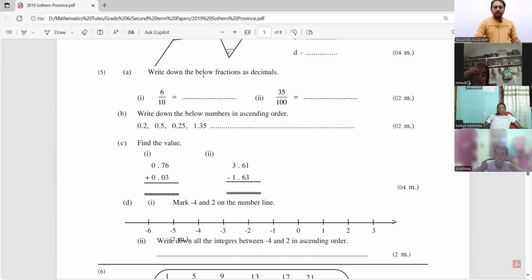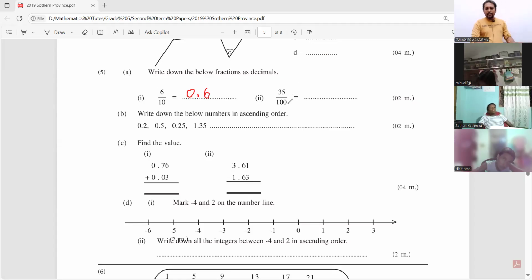Write down the below fractions as decimals. Right, first one 6/10. One decimal place you have to keep. So the answer 0.6. Next one 35/100. Denominator 100. So you have to keep two decimal places. The answer 0.35.